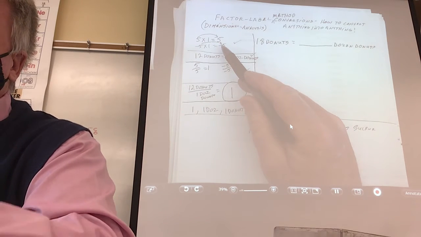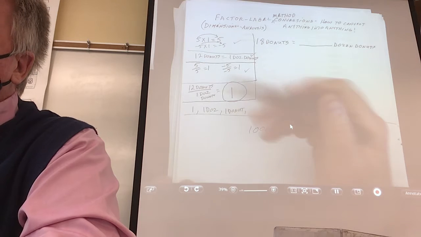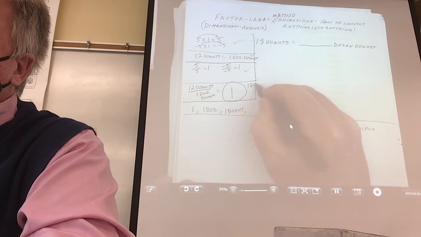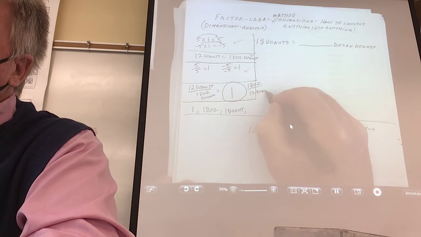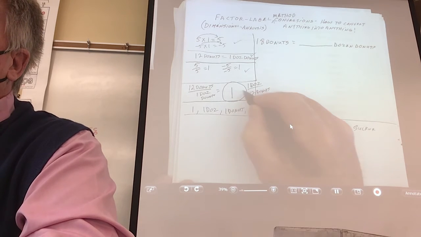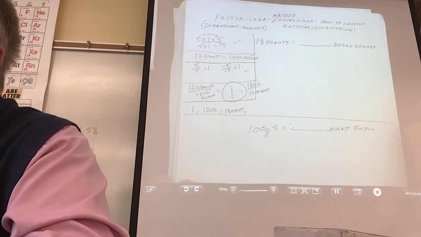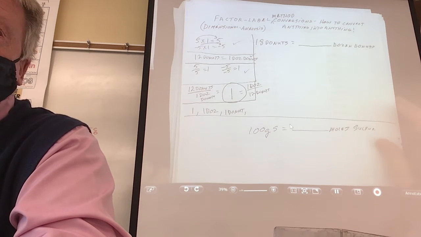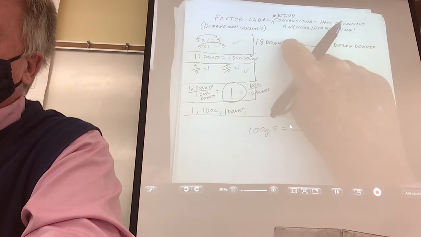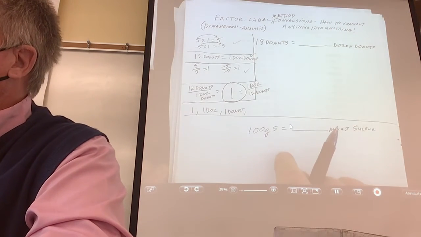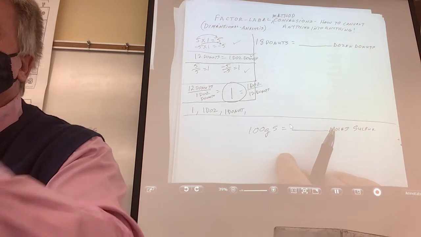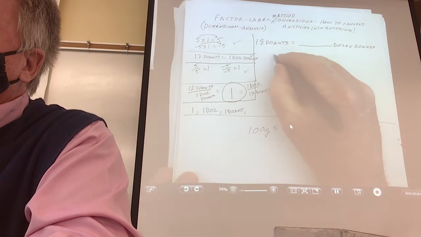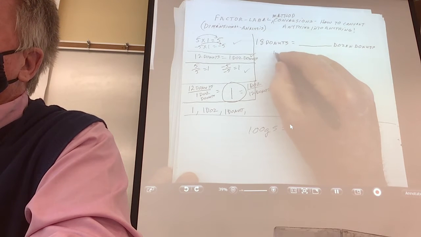Why did I have this as one of your test questions? And by the way, what is 1 dozen donuts divided by 12 donuts? What does that equal? 1. Now I will teach you factor label, okay? And I will teach you how to do this problem. Okay, ready? Step 1. Step 1 is always write down the given.